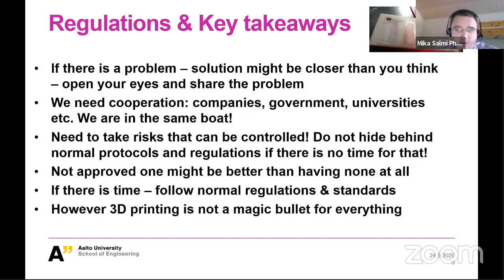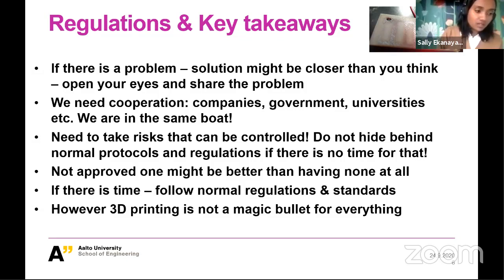And of course, if there is time, then I recommend following the normal regulation and standards. Also, if you think about 3D printing at home, I don't recommend making any safety-related products, because they might break. You need to understand what you are printing and how the material and everything behaves. And as I said, 3D printing is not the magic bullet for everything, but it can help in many situations.